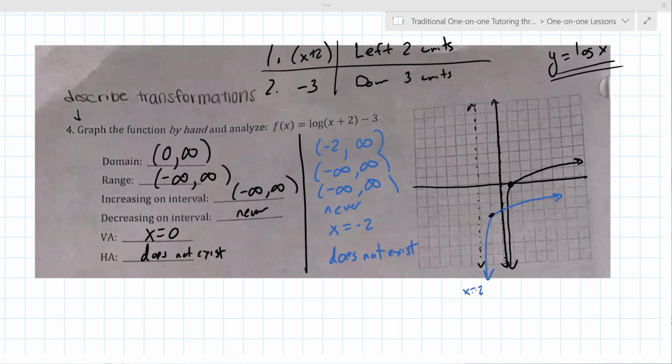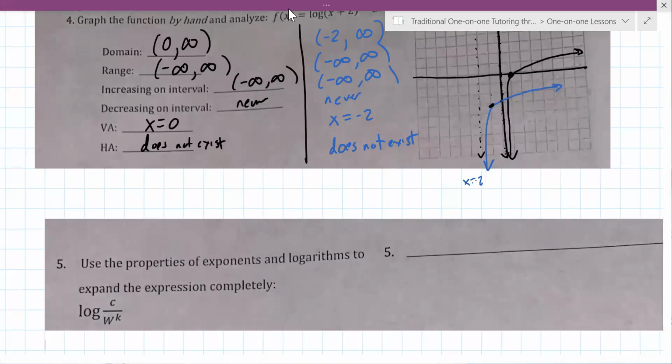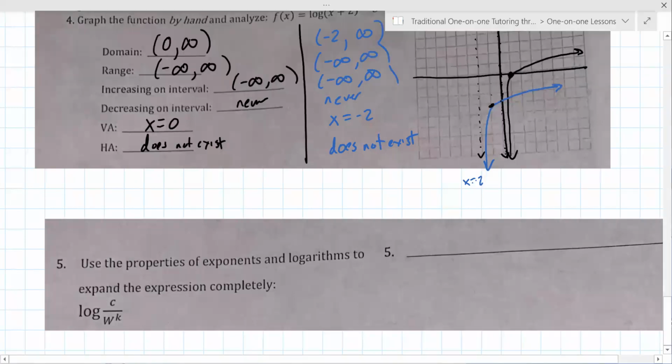Okay. May I move to number 5, or do you have some follow-up to that question? No, I think I got it. We can move on. I think you told me in the past your tests are very similar to this. Yeah. So I'm hoping you get, just different numbers.